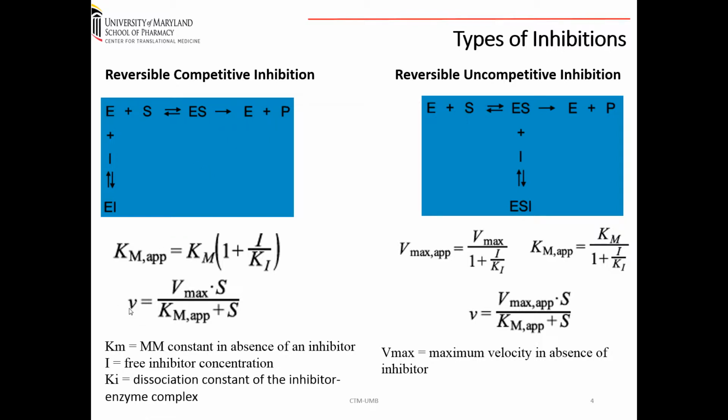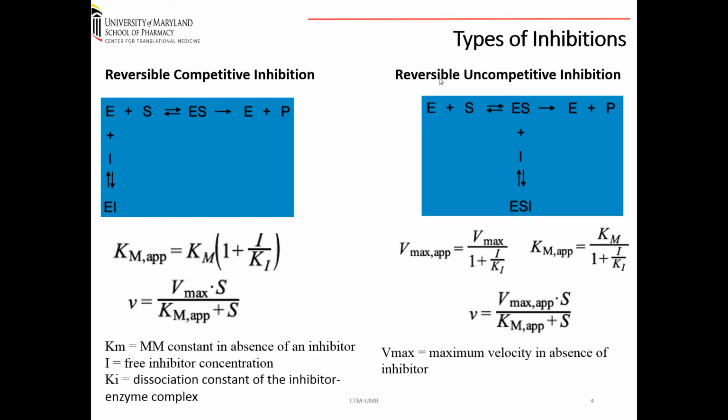So if we describe the kinetics by using our standard Michaelis-Menten equation, in this type of reversible competitive inhibition, the Km increases due to the inhibition, and thus the rate of the metabolism decreases. In this case, the Vmax remains unchanged.